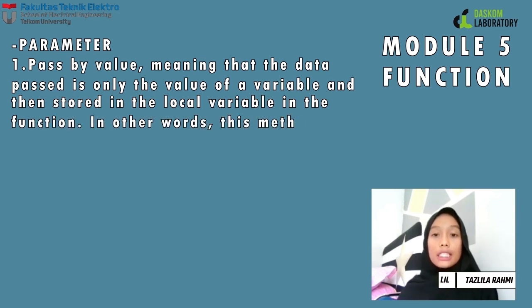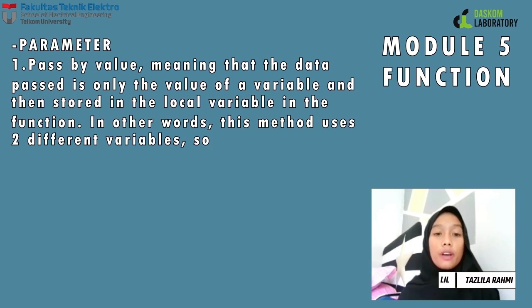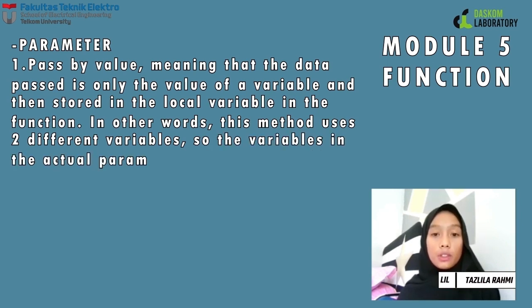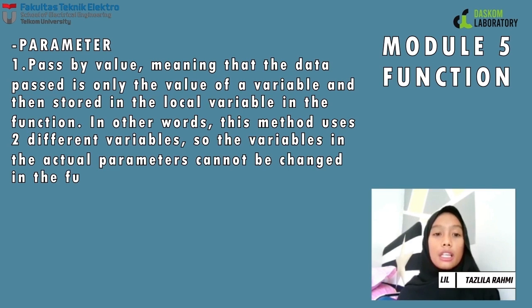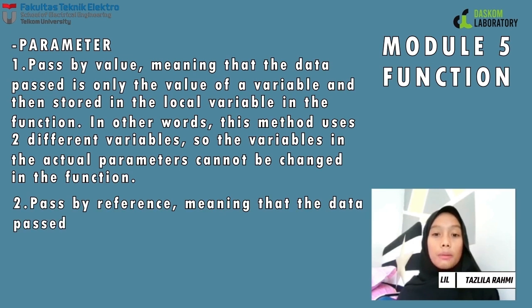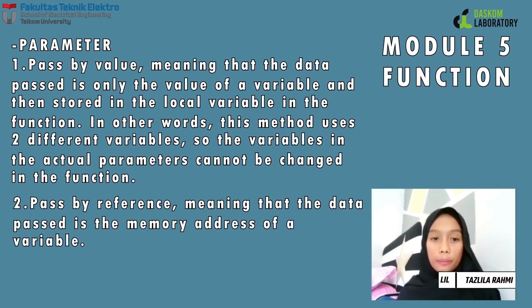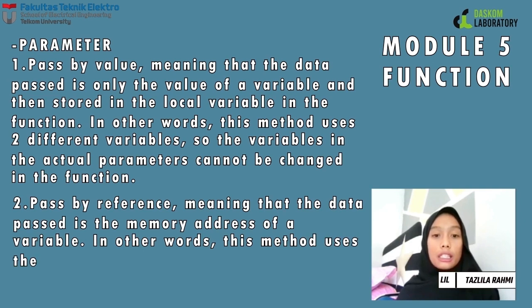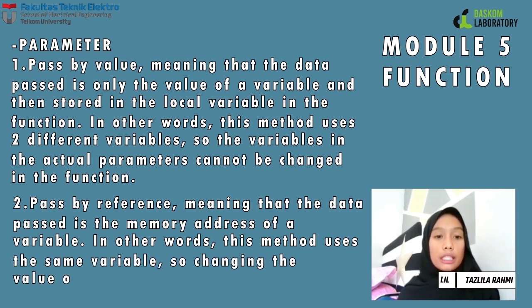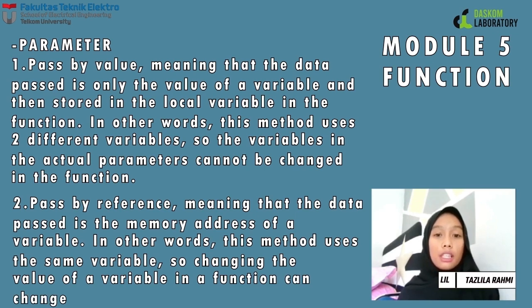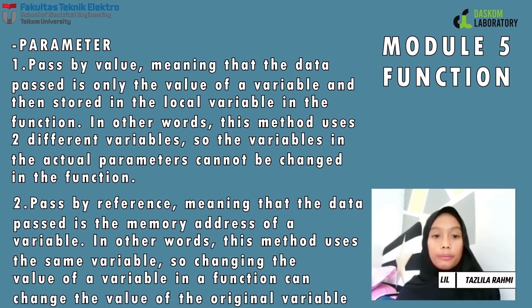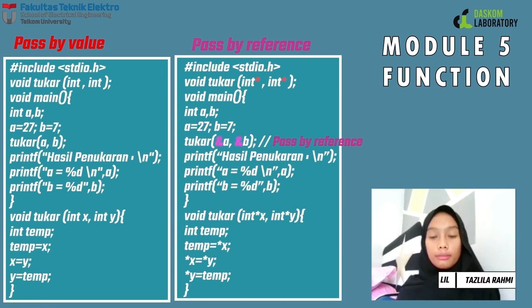In other words, this method uses two different variables, so the variables in the actual parameters cannot be changed in the function. 2. Pass by reference, meaning that the data passed is the memory address of a variable. In other words, this method uses the same variable, so changing the value of a variable in a function can change the value of the original variable. From the example, we know that pass by reference uses asterisk and ampersand to call the function.